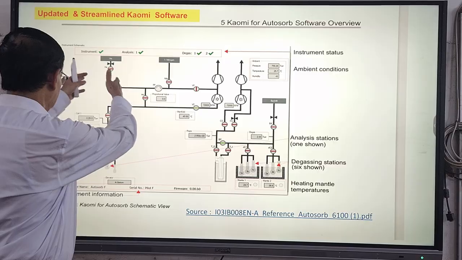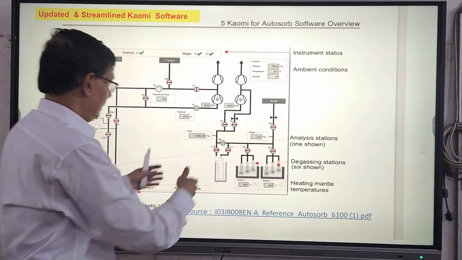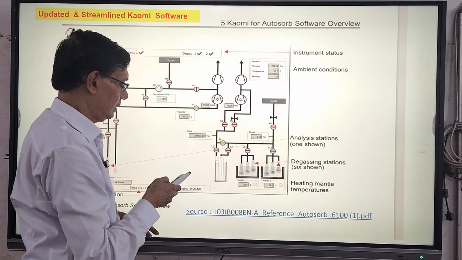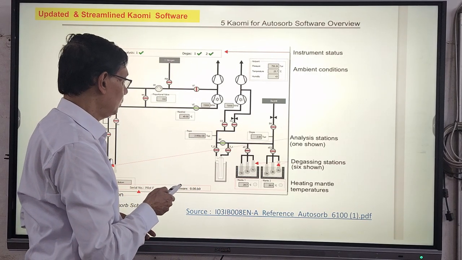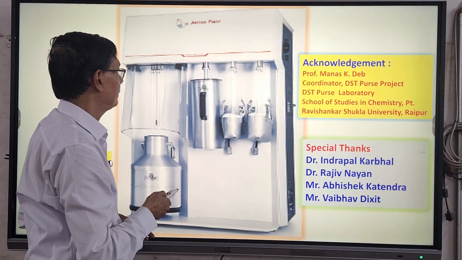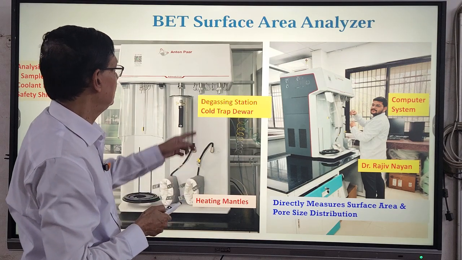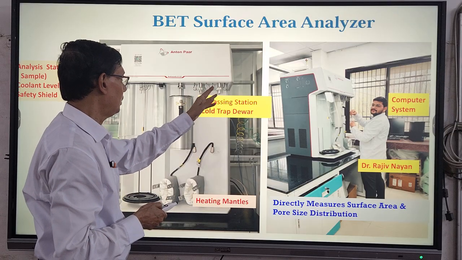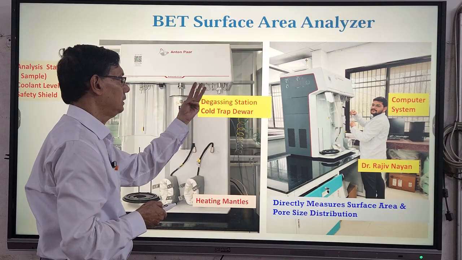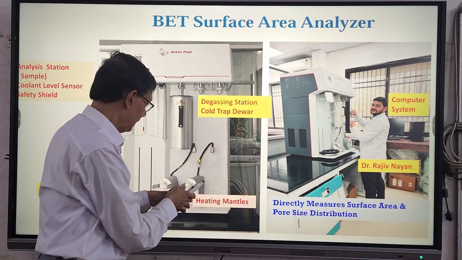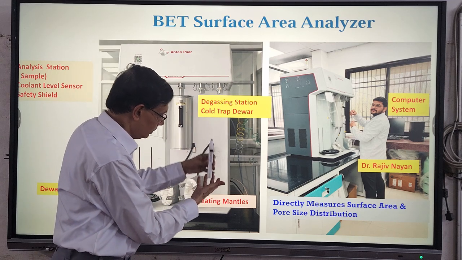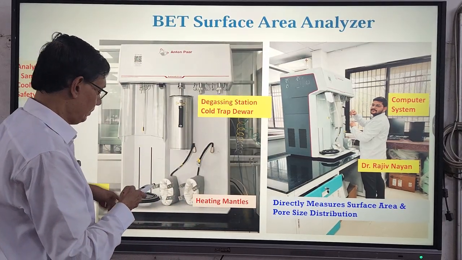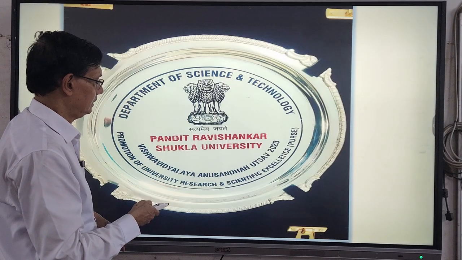The analysis part is also there. Then you see there are two heating mantles, because at a time we can use 6 samples. Here you can see 3, here 3: front, middle and back. So 3 ports are there, and 2 heating mantles. That means in one heating mantle we can put 3 sample tubes, but only 1 sample tube is there. So therefore it is 3.